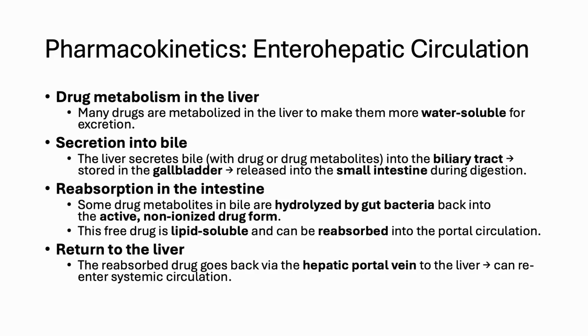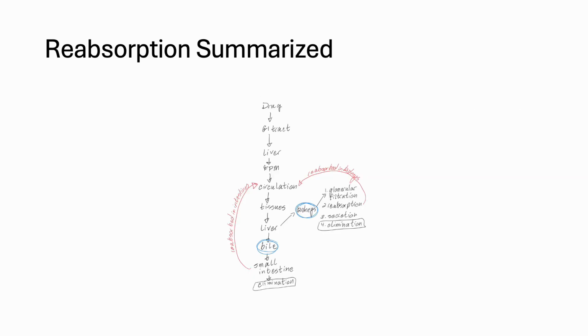So the drug has been metabolized. It's had its effect, and now it's ready to be secreted in the bile. It's released into the small intestine through the gallbladder. What happens then in this kind of reabsorption is that the drug is reabsorbed into the capillaries of the small intestine, and it goes back into portal circulation, back into the liver. And from there, it can re-enter systemic circulation. And that's what I have summarized on this chart so that we can understand where and why reabsorption is happening.